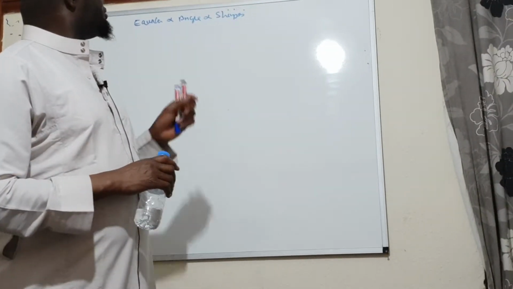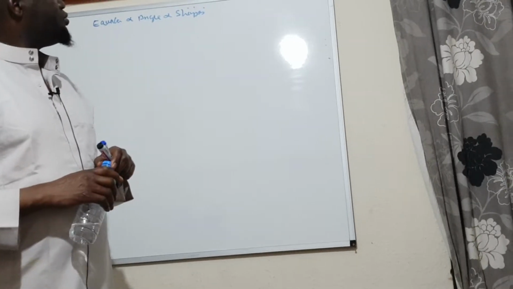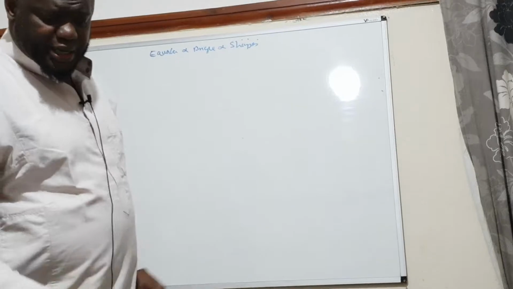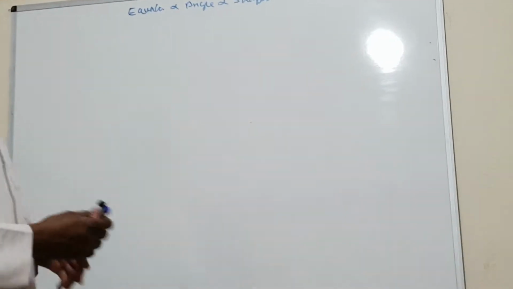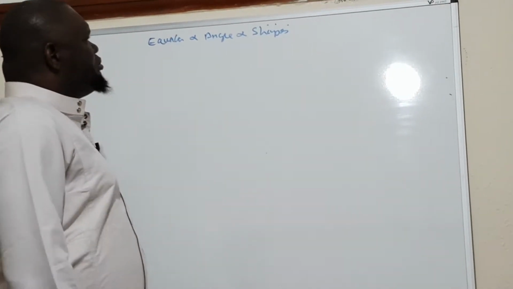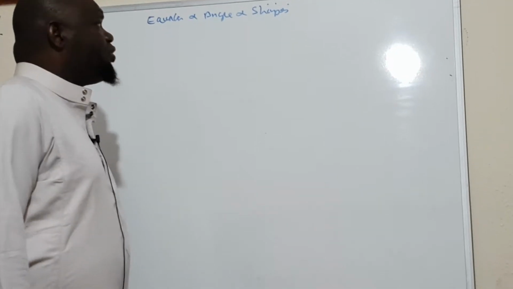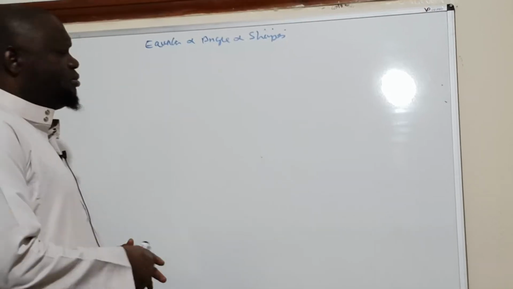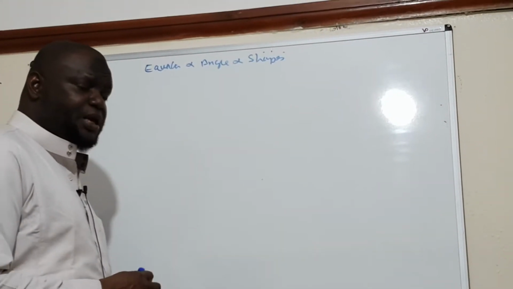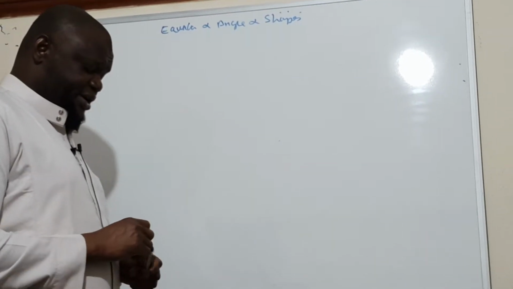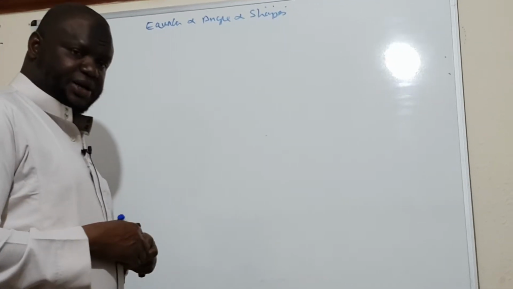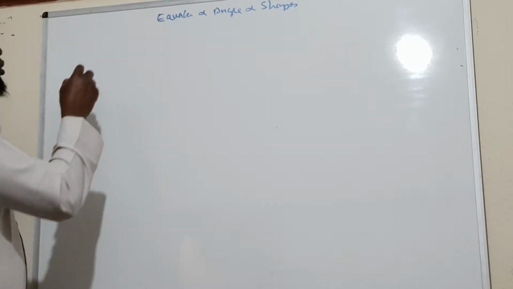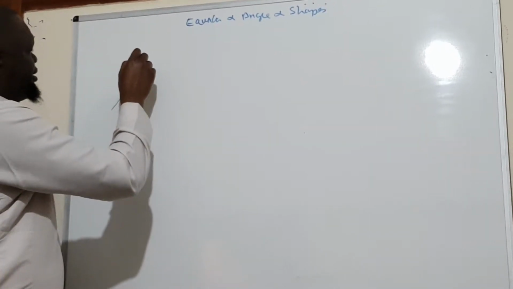Our topic is equations, angles and shapes. I'm not convinced whether we should do this topic now, because you have to do a separate topic on angles and shapes. But I just want to show you the algebra side of it. Okay, the algebra side of shapes. You have to know what this is.